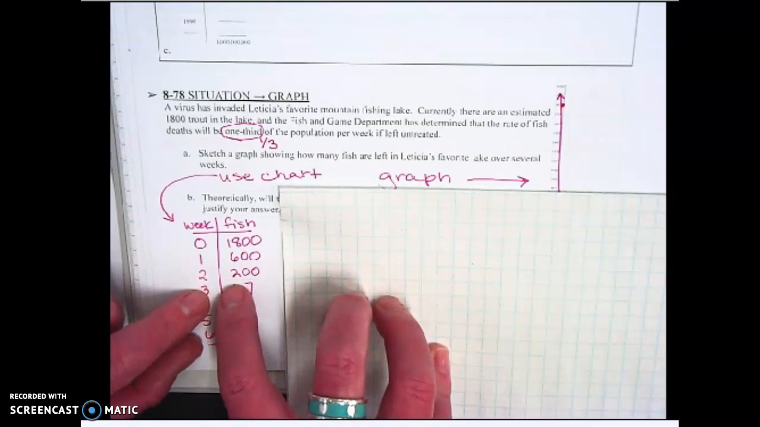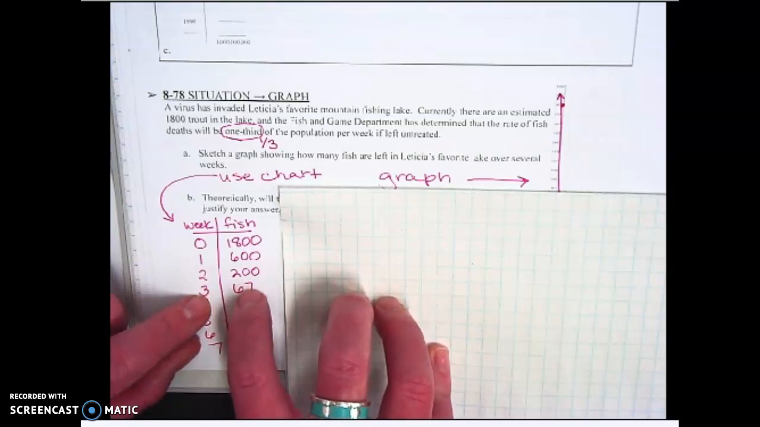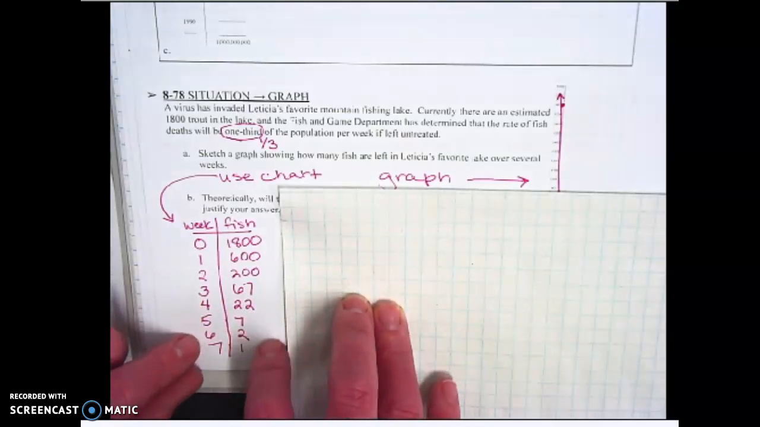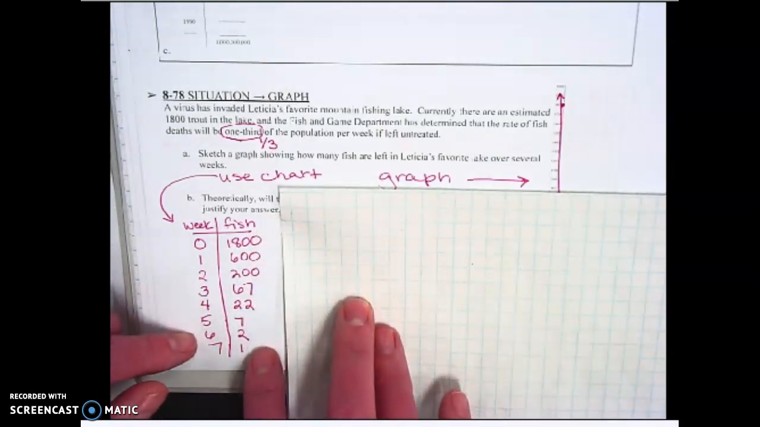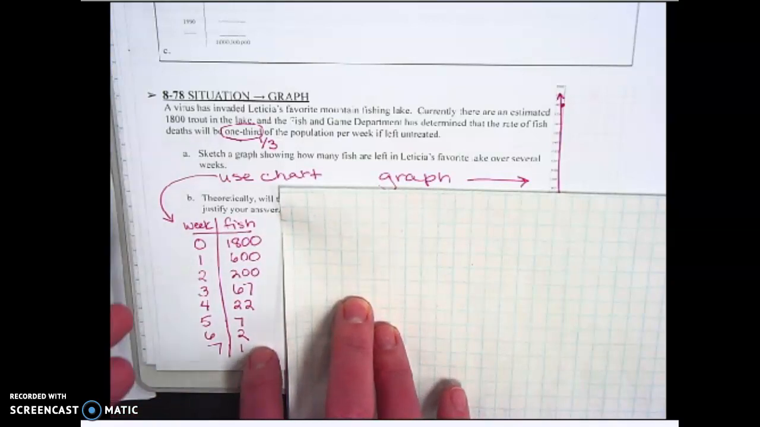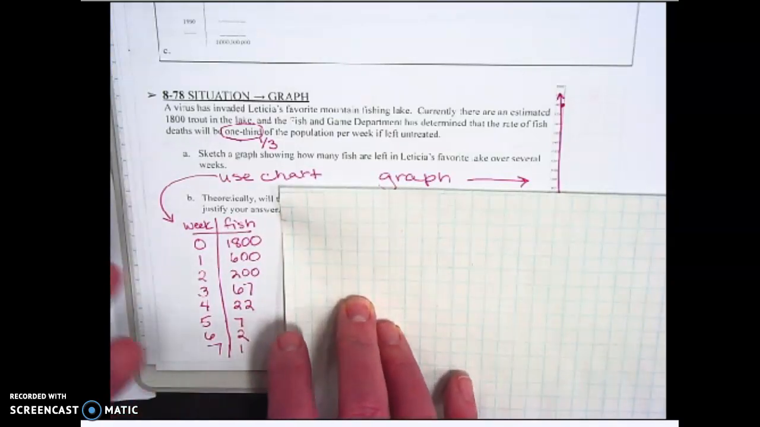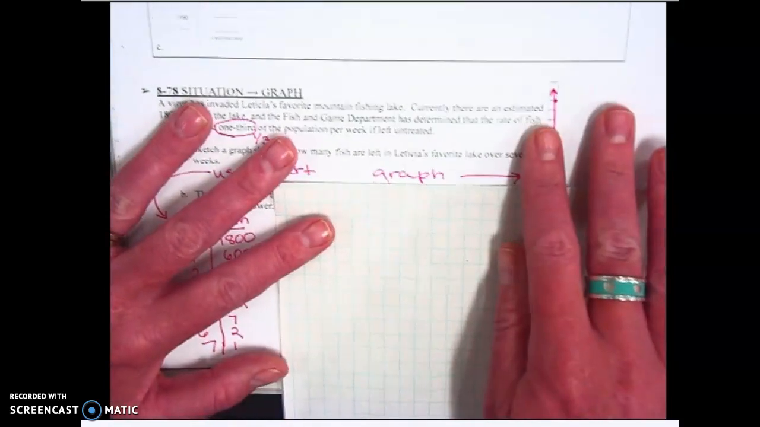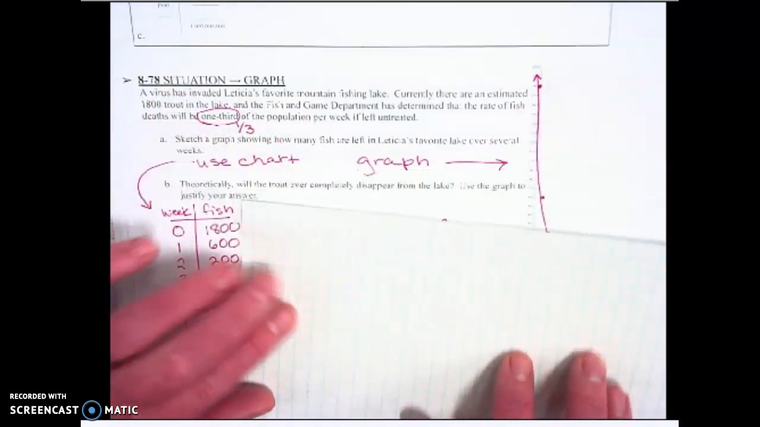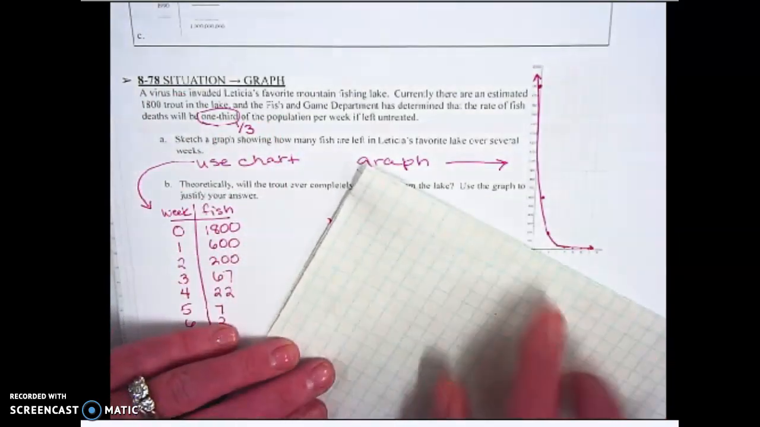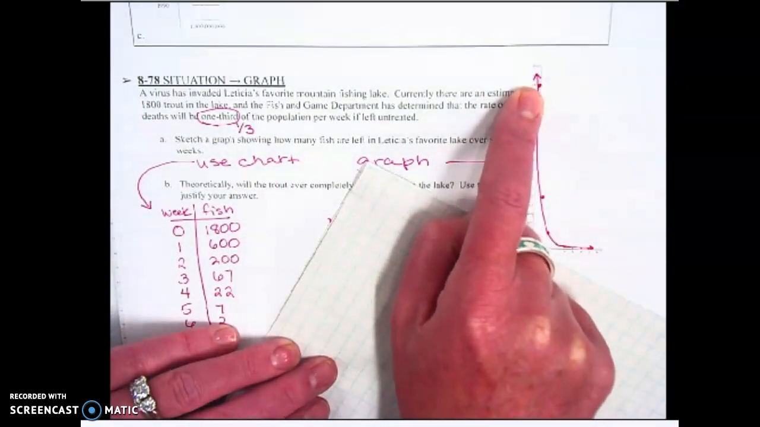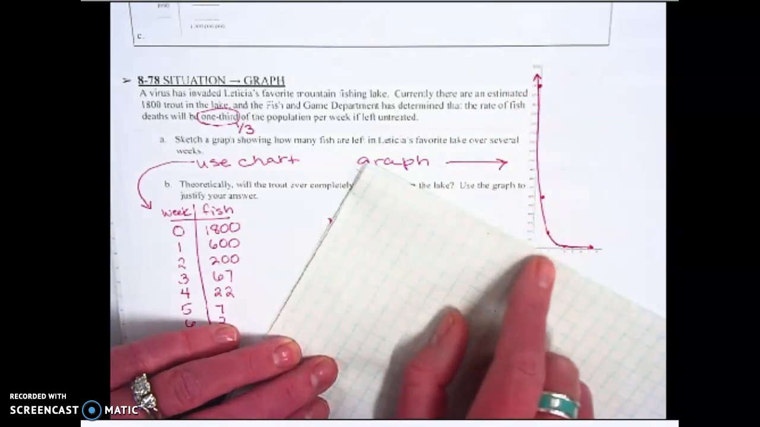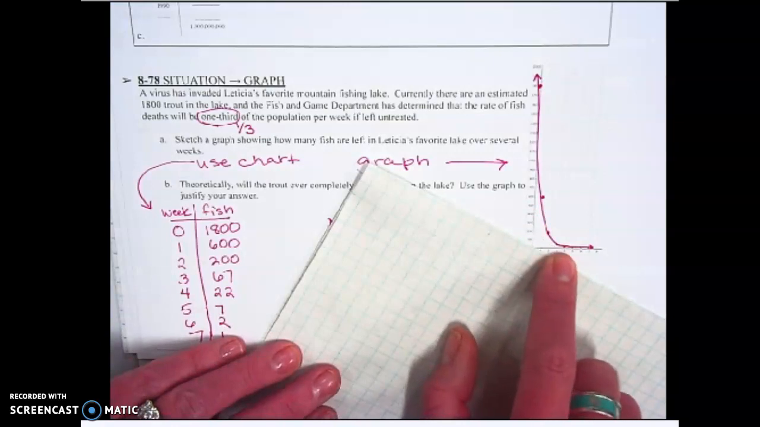What is happening to that fish population? Decreasing quite rapidly, right? Exponential decay. I went all the way down to week 1. Can you have less than 1 fish? I mean, you could have 0, but you're not going to definitely have a fraction of a fish. So then I took those numbers and I graphed them over here. So it went from 1,800, dropped all the way down to 600, then 200, and then quickly decayed over here.